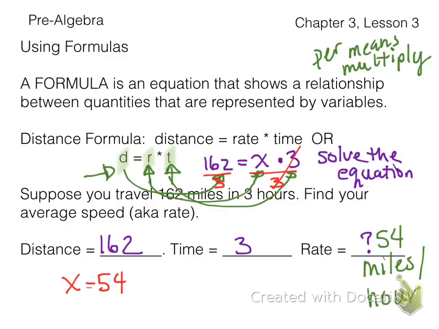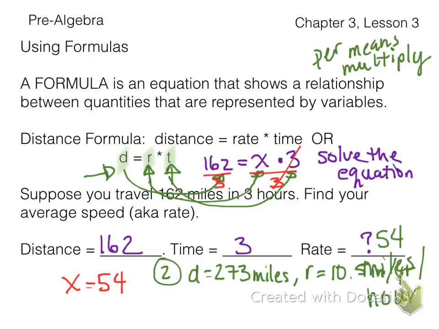So if you'd only traveled 1 hour, you'd only have gone 54 miles. If you traveled 2 hours, it would be 54 times 2, which is 108. And then if you traveled for 3 hours, it would be like adding another 54 miles, which is 162. You guys got it? Rate times time equals distance. So how fast you're going for the length of time you're going is going to equal how far you went.